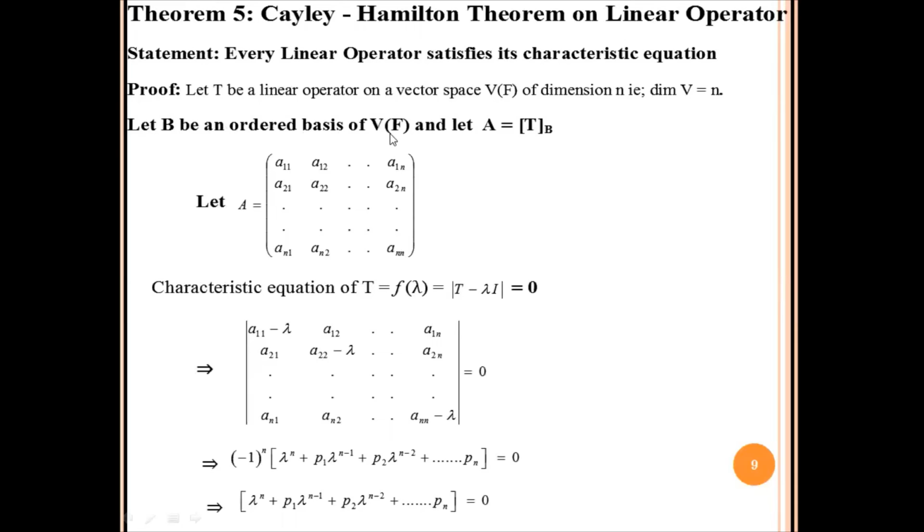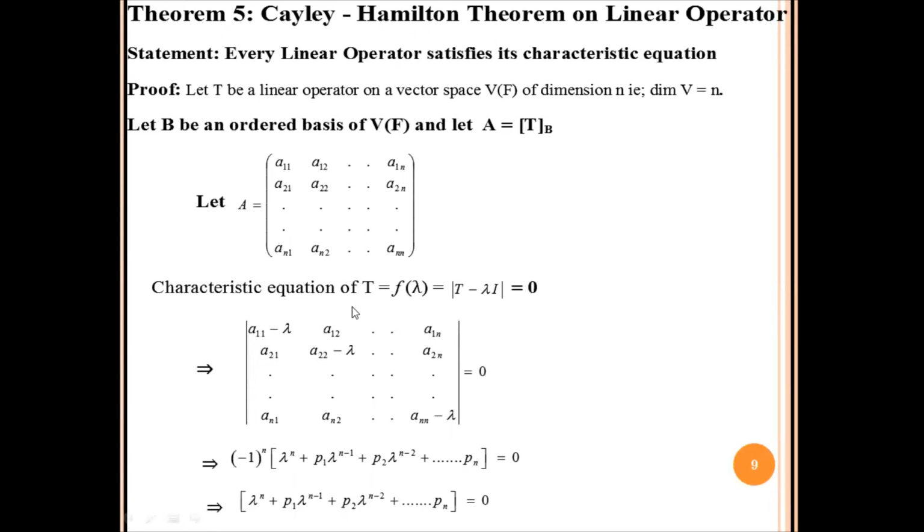Let B be an ordered basis of V over F, and let A be the matrix of T with respect to B. So we are writing A in the form of the linear operator with respect to the basis B, right? Now A is the same matrix A. After that, we are going to convert the linear operator.